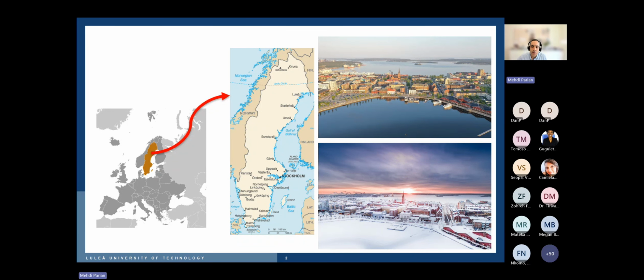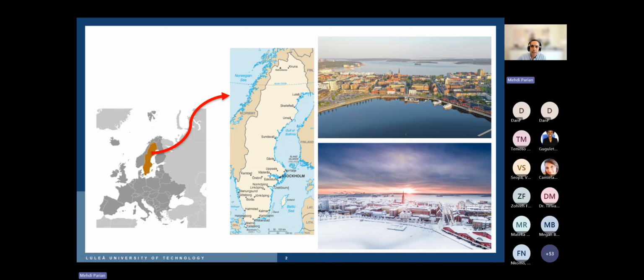So a little about Luleå and LTU, Luleå Technical University. For those who are not familiar with Luleå, it is a relatively small city in the north of Sweden, close to the Arctic Circle. The university was established in 1971 with a strong focus on mining and mineral processing, and has been one of the oldest research areas at the university.